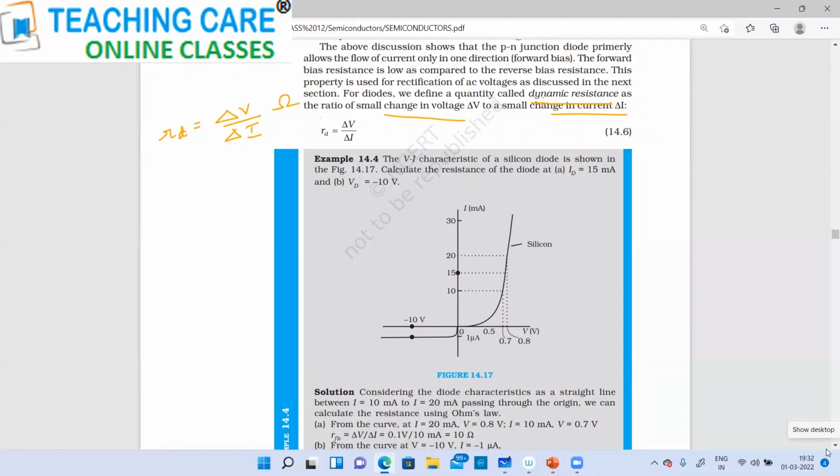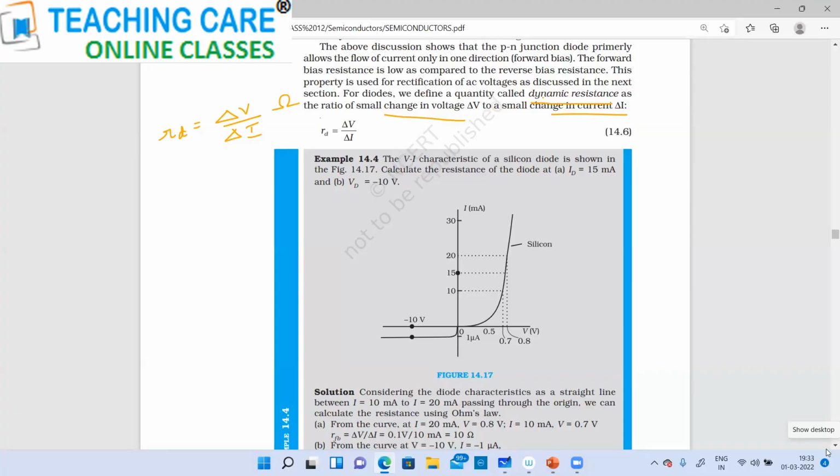See, now read the question. We'll solve it and I'll give one more question. Read this. The VI characteristic of a silicon diode is shown in figure 14.17. Calculate the resistance of the diode at the dynamic current, ID equals 15 milliampere, and VD equals minus 10 volt. See, it is narrow. This is 15 milliampere.